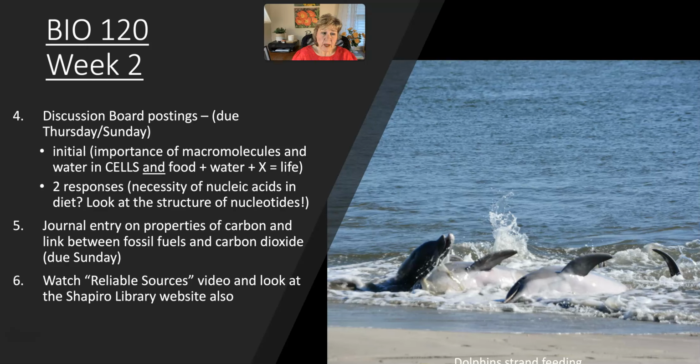Deoxyribonucleic acid. So part of a nucleotide is a building block of these nucleic acids. So a nucleotide makes up DNA molecules and RNA molecules. So take a look at the structure of a nucleotide. Go to that chapter 3 and look that up.